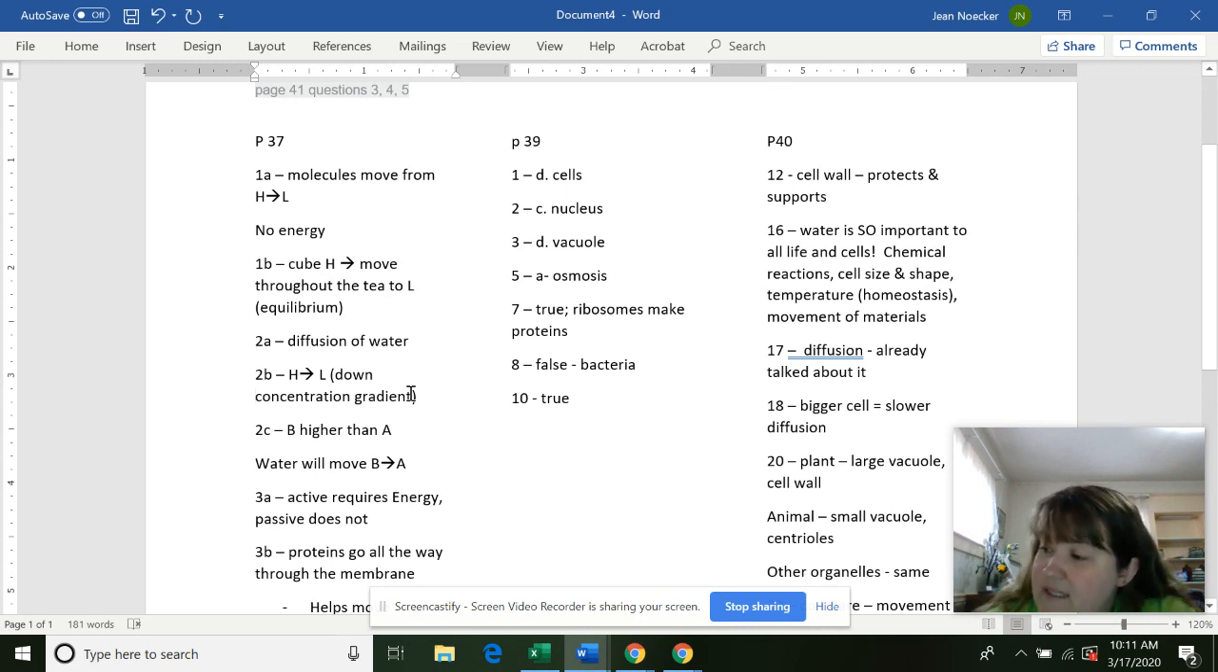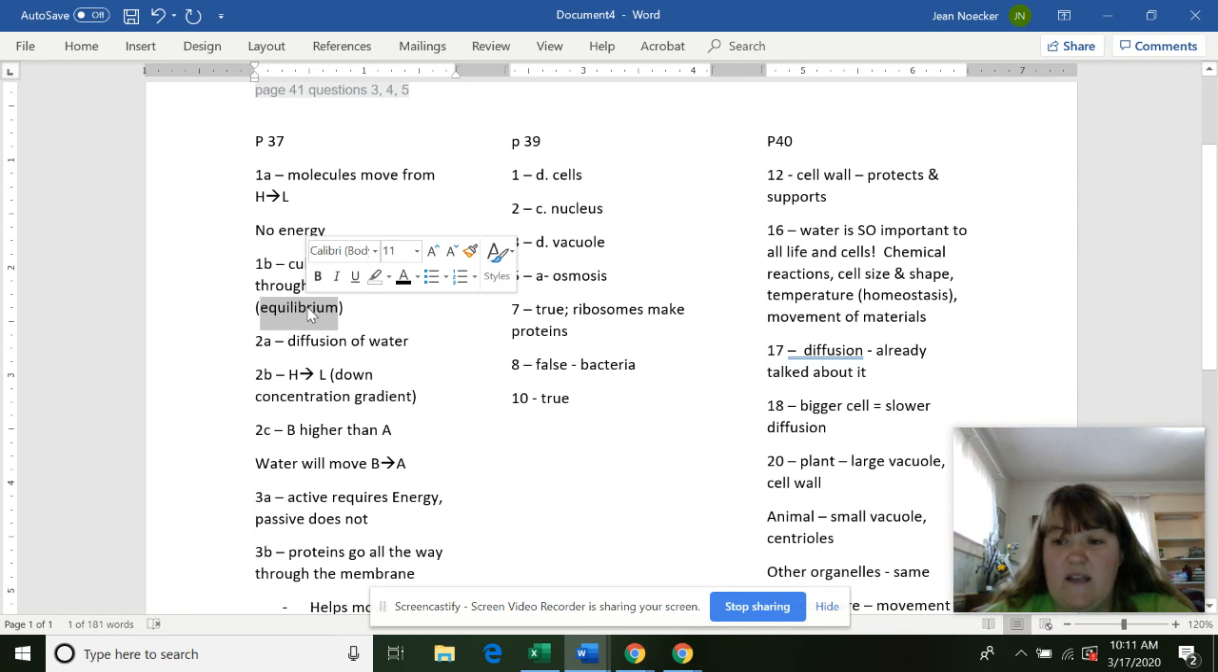What's next? 2C says a selectively permeable membrane separates solutions A and B. Solution B is higher than A, so the water will move, right? The concentration of water molecules in B is higher than that in A, so the water will move from B to A again until it reaches that equilibrium. The water molecules might still move, but they'll maintain equilibrium.